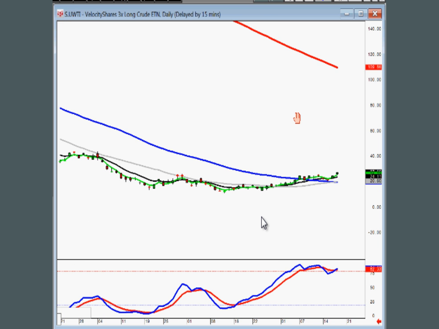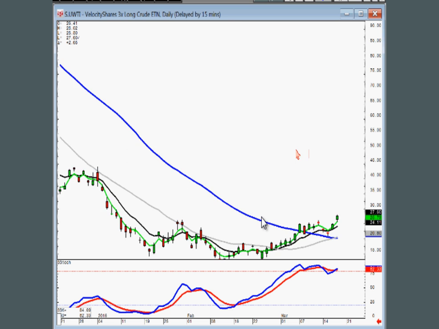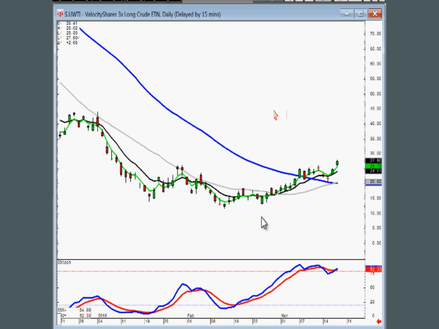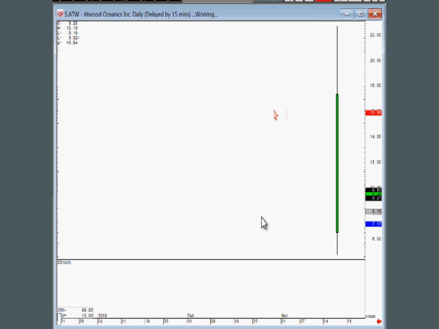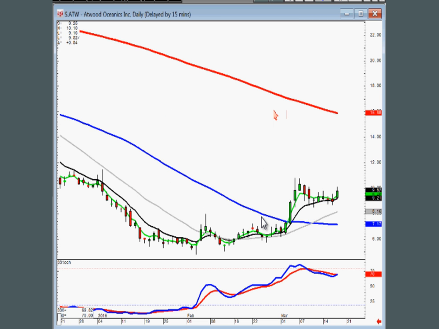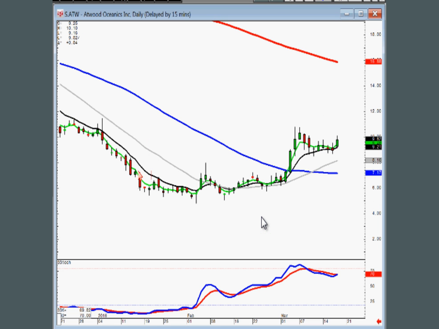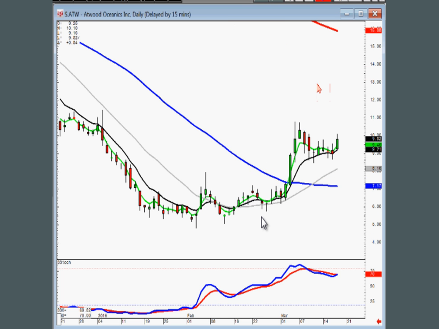UWTI, this one you can be buying based on the strength of the crude oil right now. ATW, I think we did this. Yes, this one you want to be buying. Nice cup and handle type setup. Could, again, going from 10 to 15, a good 50% move to the upside.